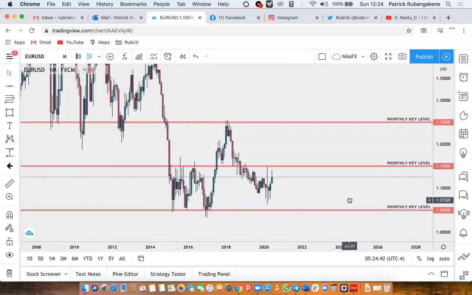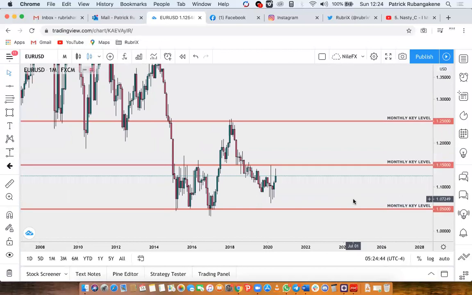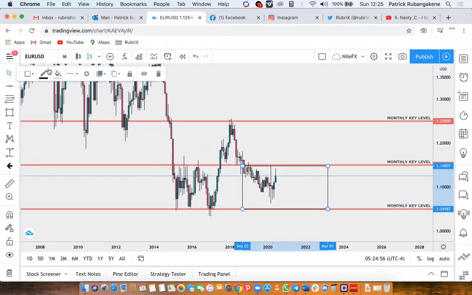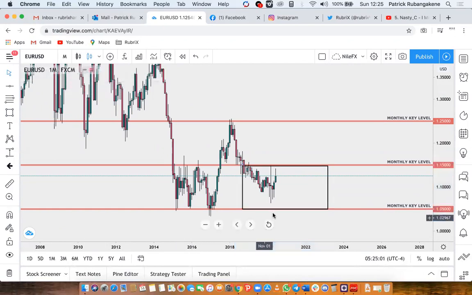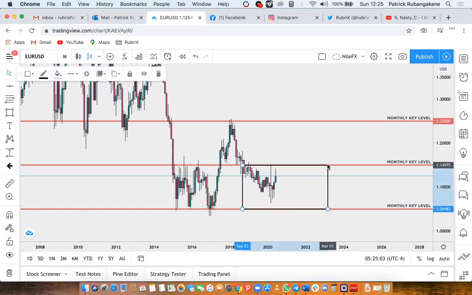Now, what is the next step? The next step is that we're going to focus on what monthly range price is trading at. When you look at this, you're going to see that price is apparently trying to trade within this range. I don't know whether you guys get it clear. This is where price is currently trying to trade.